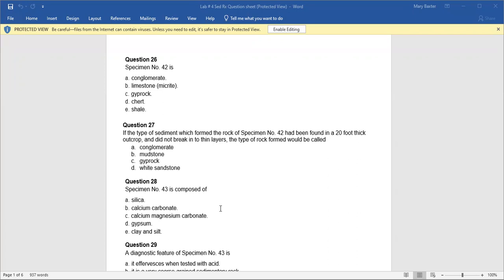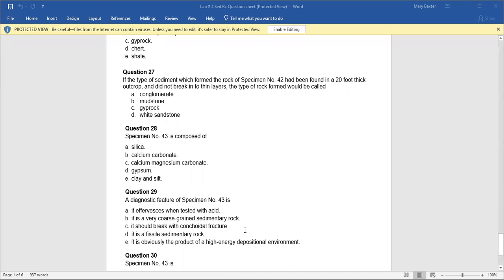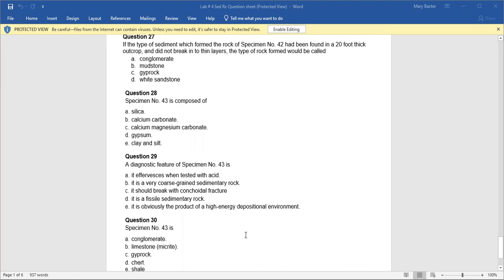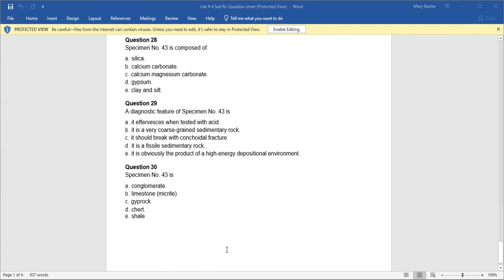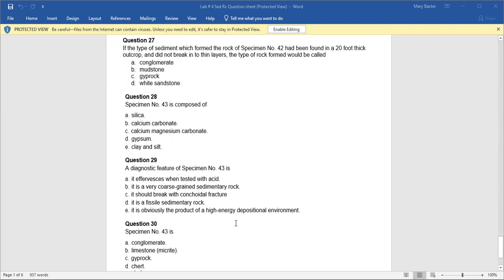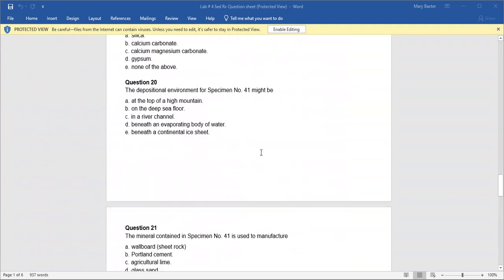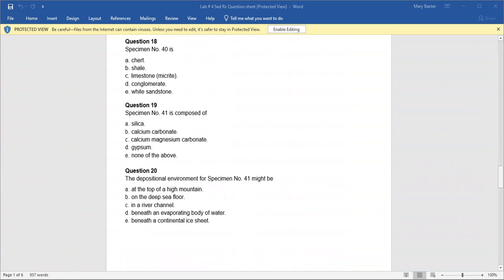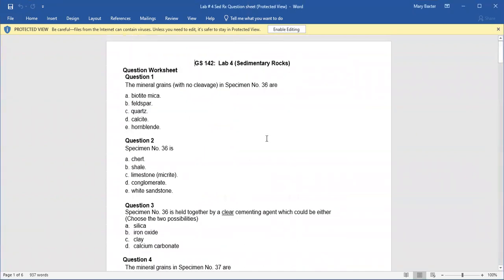Specimen 43 is composed of what? Diagnostic feature of specimen 43: it effervesces when tested with acid, very coarse grained, should break with conchoidal fracture, fissile sedimentary rock, obviously the product of a high energy depositional environment. And then I'm asking you for the rock name for specimen 43, and that is your 30 questions. So you're going to go in and put in your answers in that quiz style format for these 30 questions.